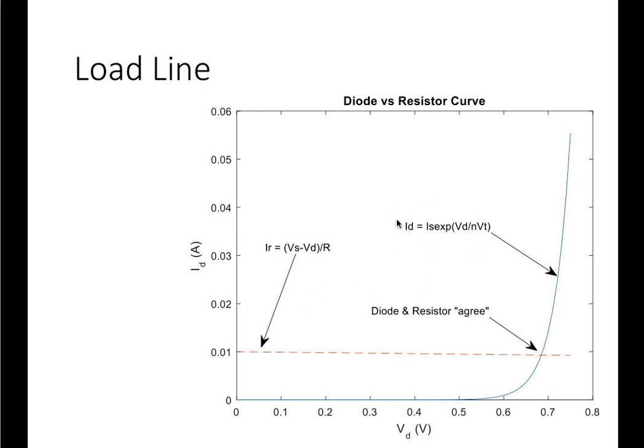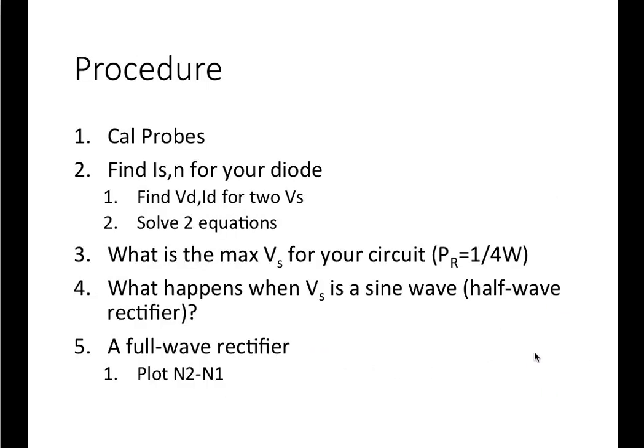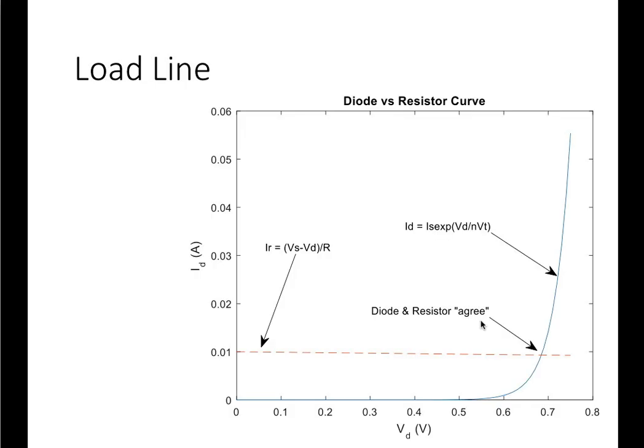Then we look at the diode equation, and you can see it goes up exponentially. So what happens? Well, these two are in series, so where the two currents are the same, that's where this thing is going to operate.